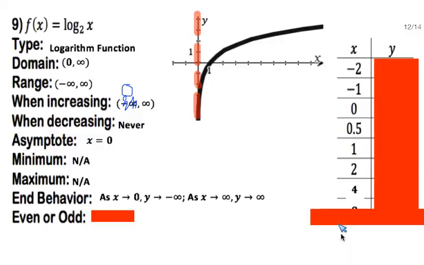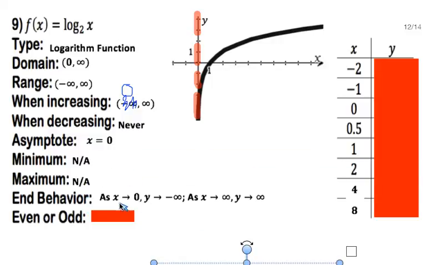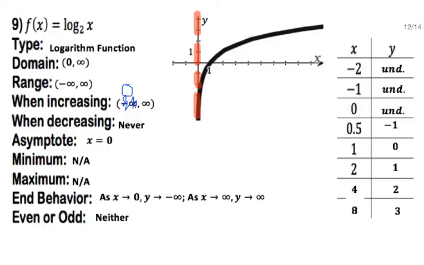And the end behavior, we're not going all the way to x is negative infinity because x on the negative side is undefined. So it's just as x approaches 0, y is approaching negative infinity, so it's going down. And as x approaches positive infinity, my y value is going up. So the right side's going up, and as I get closer to 0, I get closer to negative infinity, or I go down farther. This is neither even nor odd. It has no symmetry at all.